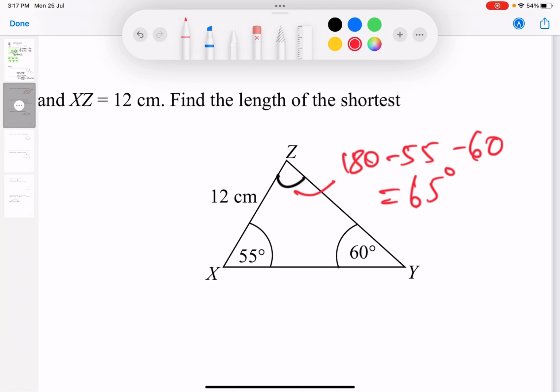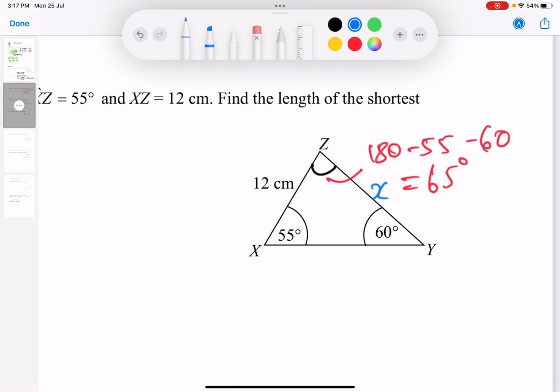Now, if you know that, do you know which length you are supposed to find? Which length is the shortest side? Ding, ding, ding. This is the hardest part, thinking about which is the shortest side. ZY, right? So ZY would have to be the shortest side. So we can just let ZY, the shorter side, be x. So we know we are supposed to find x.